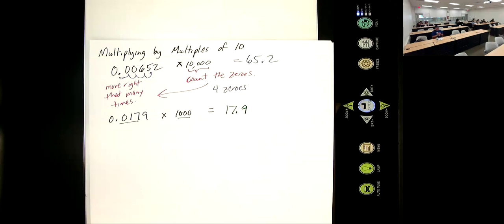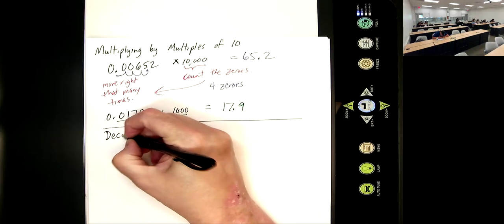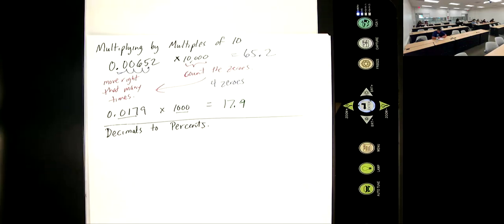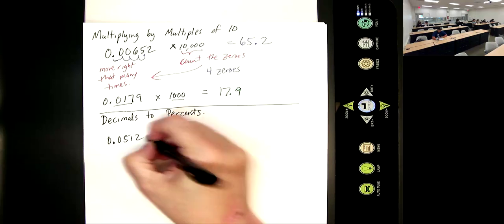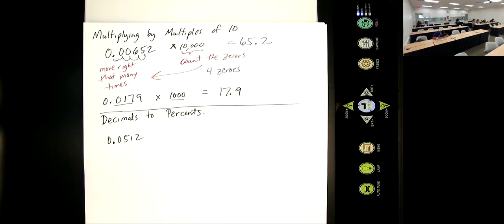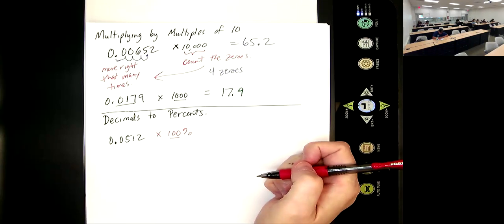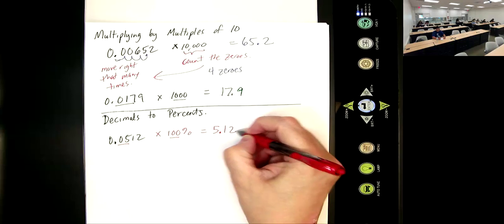There's one final category that goes well with the decimals, and that's percents. So decimals to percents or vice versa. We'll start off with decimals to percents. 0.0512. Easiest way to think about how to do percent is you're effectively multiplying by 100%. So we got 2 zeros, we'll shift it 2 places. And we get 5.12 and we have a percent this time.